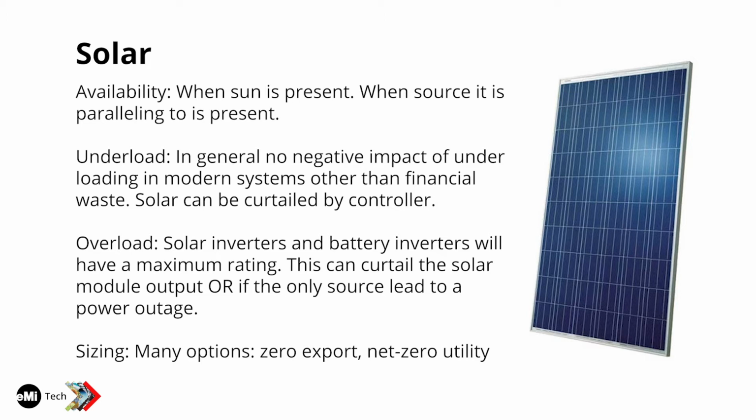Overload: solar inverters and battery inverters will have a maximum rating, and that's the absolute max they can push out. So especially if you have a completely battery and solar system and you've got an inverter there that's supposed to produce for the load, if you don't have enough capacity and rating in that, then it'll just stop producing. So that can be critical.